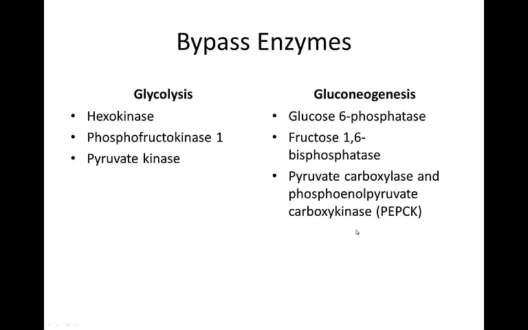Gluconeogenesis is the conversion of pyruvate to glucose, the opposite of what glycolysis does. In order to bypass the 3 irreversible reactions of glycolysis, the gluconeogenic pathway utilizes different enzymes. Hexokinase is bypassed by an enzyme called glucose 6-phosphatase. Phosphofructokinase 1 is bypassed by fructose 1,6-bisphosphatase, and pyruvate kinase is bypassed by 2 enzymes, pyruvate carboxylase and phosphoenolpyruvate carboxykinase, which is also known as PEPCK.